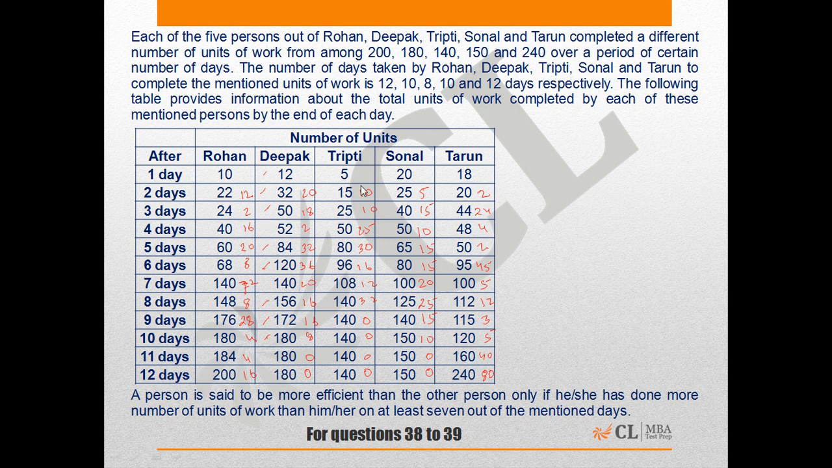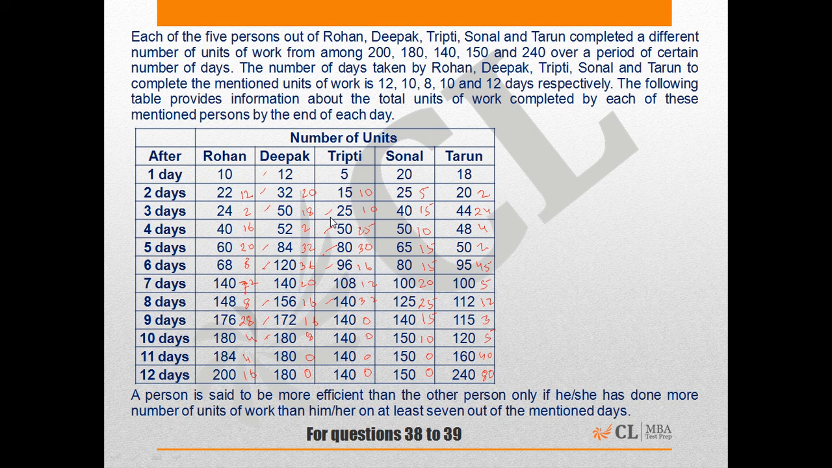So if I look at Tripti and Rohan, I see that here Tripti did more work than Rohan. Yes, here also Tripti did more work than Rohan. Here also, this also. Here not. Yes, here also. And nowhere else. So Tripti did more work than Rohan on 5 days. That means Rohan did more work than Tripti on 7 days. I can say that Rohan is more efficient than Tripti.